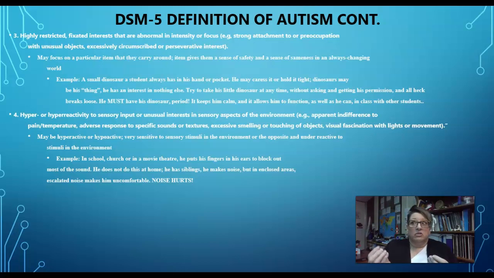I've seen a lot of children have to smell their food. Every single food item on their plate, they have to smell it before they even taste it. Or they have to excessively touch everything and feel the texture of it. They have a visual fascination with lights or movement. An example of this might be in school or in church and movie theater. They might put their fingers in their ears to block out that excessive noise.